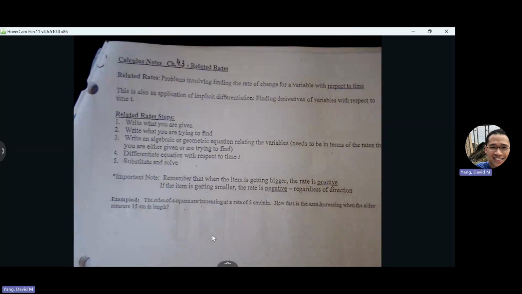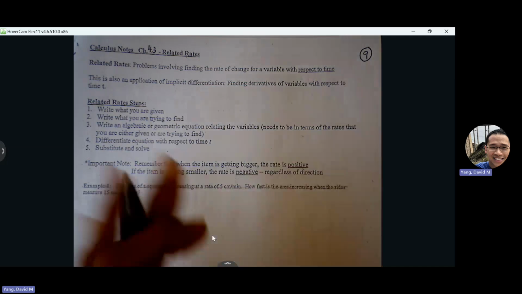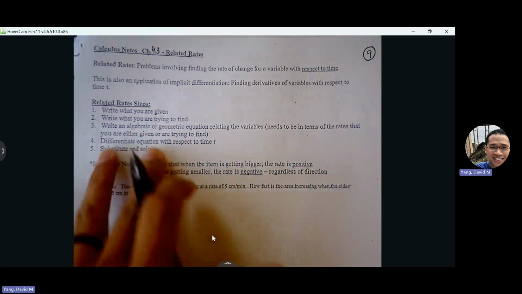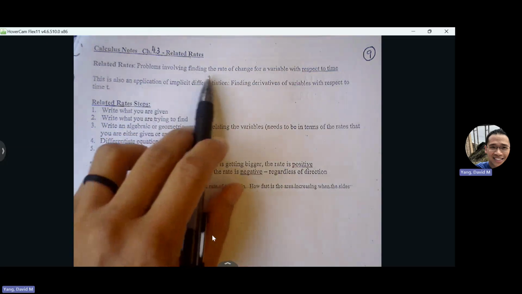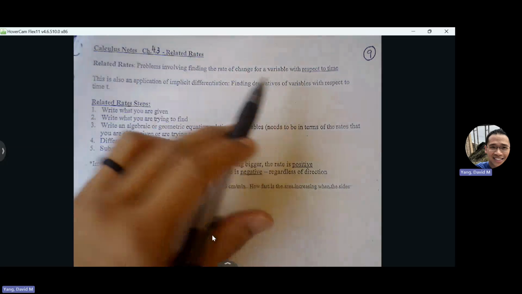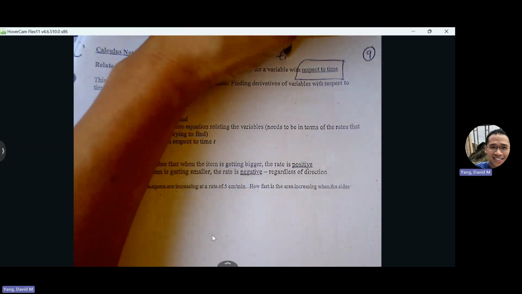So related rates kind of has a word problem feel to it. It kind of also has some resemblance to implicit differentiation because we have a bunch of variables that are now going to be dependent variables stuck inside our equation. So related rates are, this is page 9. Related rates are problems involving finding the rate of change with respect to time. So now time is the independent variable.